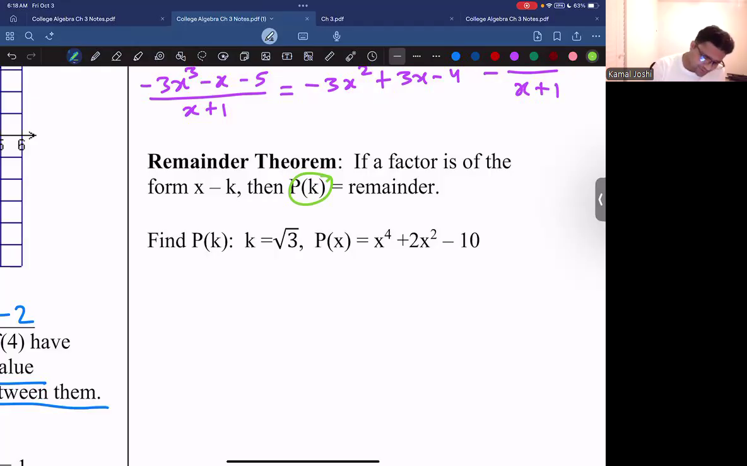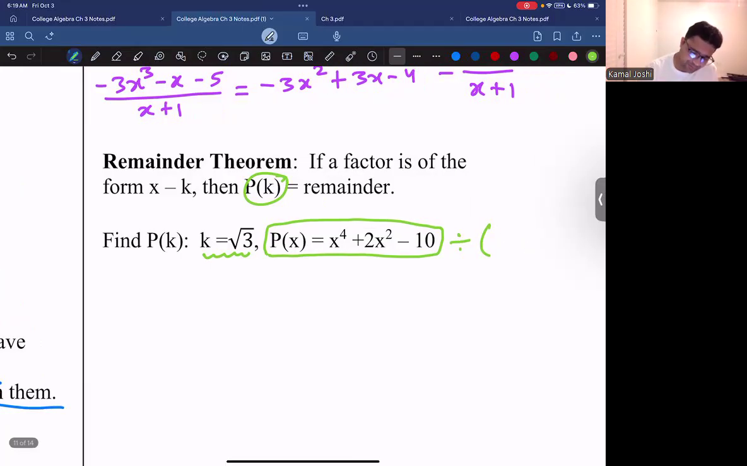Okay. So here is an example. Your polynomial p of x is x to the 4 plus 2x squared minus 10 and k equals root 3, which means basically we are dividing this polynomial by x minus root 3. Okay. Suppose you divide that polynomial by x minus root 3, then what would be the remainder? That is the question. And the answer is the remainder will be p of root 3.